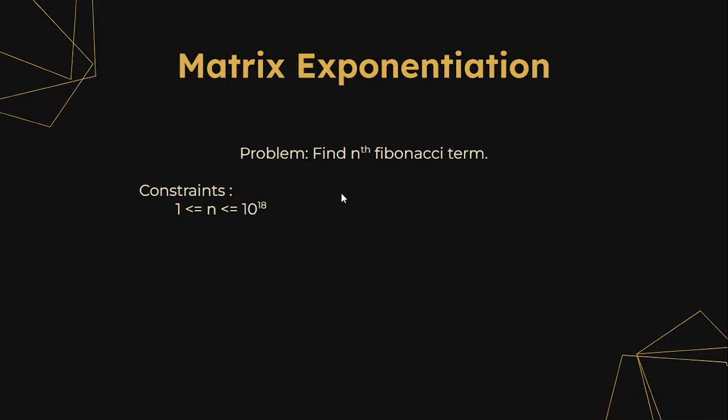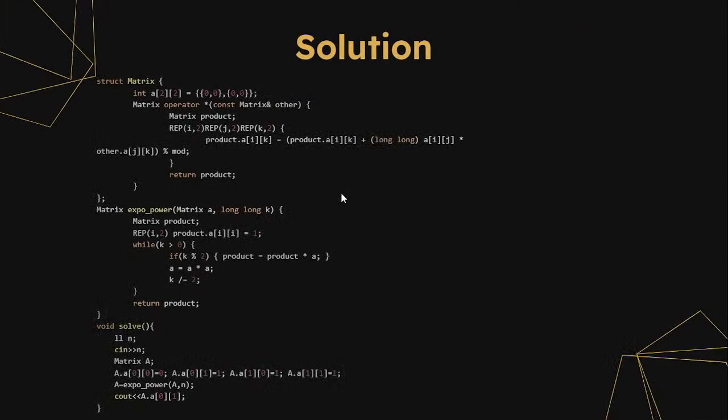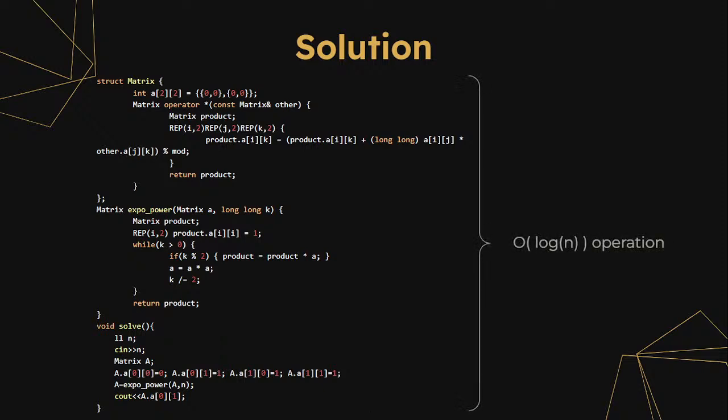Okay, so let's look at the code. It's quite similar. I've made a struct matrix and I've overloaded multiplication, and then the same code as I had used in binary, and then after that the code is simple. So that's all. It will take log n. Okay, so if anyone has any other doubt, please do tell me.